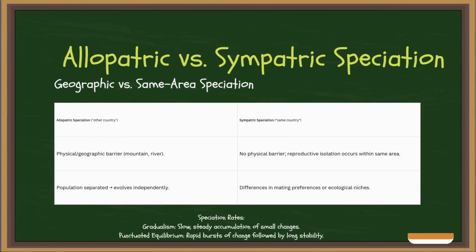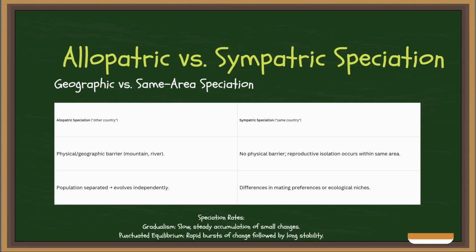Allopatric versus sympatric speciation. So it's geographic versus same-area speciation. For allopatric, it's a physical or geographic barrier like a mountain or river. The population is separated, which leads to them evolving independently. For sympatric speciation, there's no physical barrier. Reproductive isolation occurs within the same area. This causes differences in mating preference or ecological niches.